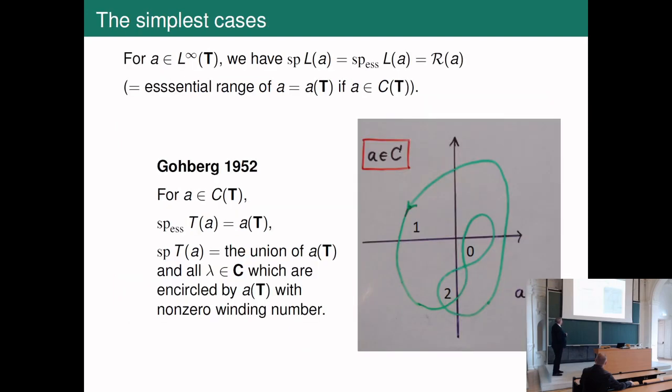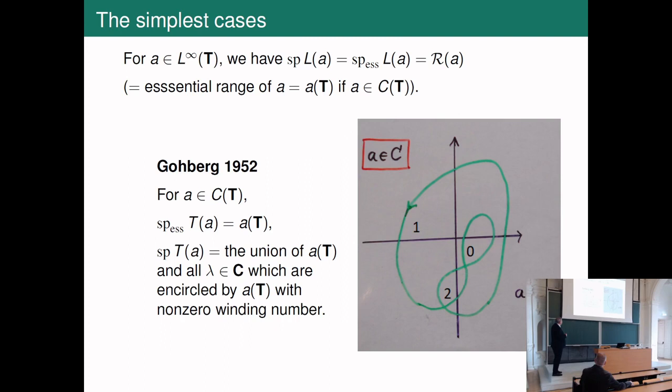The symbols case. For Laurent operators, things are very simple. If A is an L infinity function, then the spectrum of this Laurent operator and the essential spectrum of this Laurent operator is the essential range of A. Functions in L infinity are only defined almost everywhere, so one has to distinguish between the range and the essential range. If A is a continuous function, then the essential range is simply the image of the unit circle.